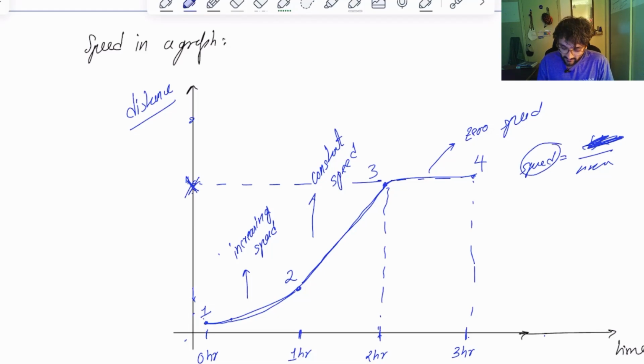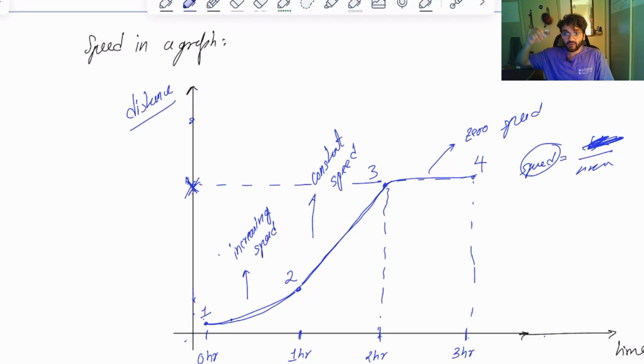So you can clearly see from this graph, if you have a graph that makes a curve going up like that, then that is the region of increasing speed. If it is not a curve like that, but a straight line like this, then it is a case of constant speed. And if it is a flat line like that, then it is a case of zero speed.